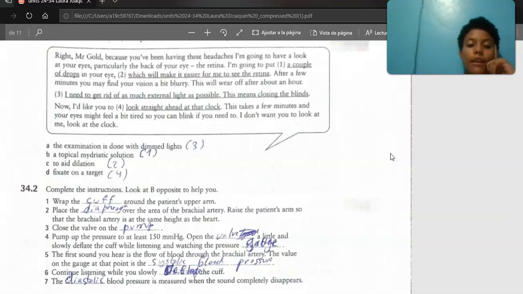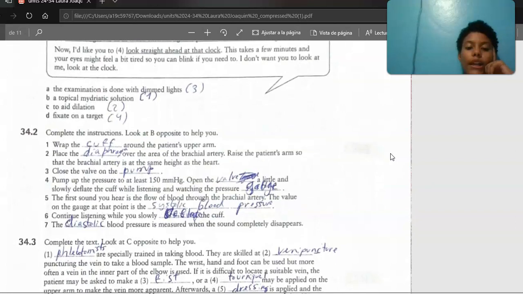The answers: the examination is done with dimmed lights, matches with C. A topical mydriatic solution matches with number 1. Dilation matches with 2. To fixate on a target matches with 4.